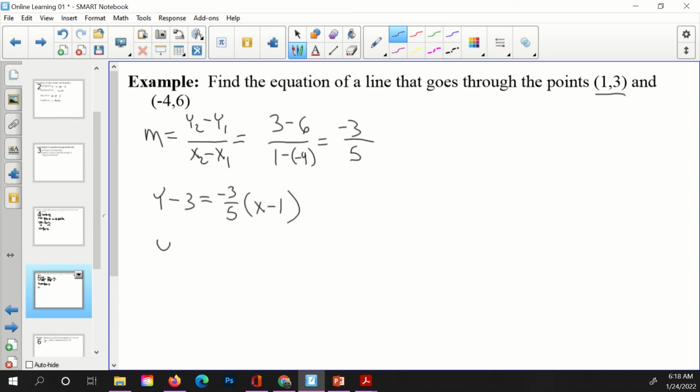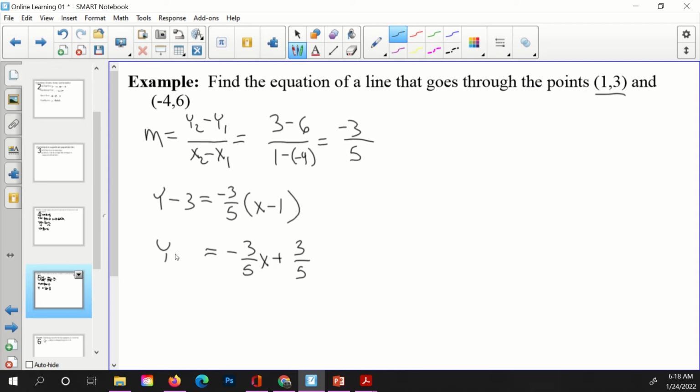Again, I got to distribute, so I've got y, and I'm going to leave a space here because I think I want to have a fraction. So let's distribute and go negative 3 over 5x, and then negative times a negative is a positive. 1 times 3 over 5 is 3 over 5. And so I know I'm going to have to add this 3 to both sides, but I'll be adding to fifths.